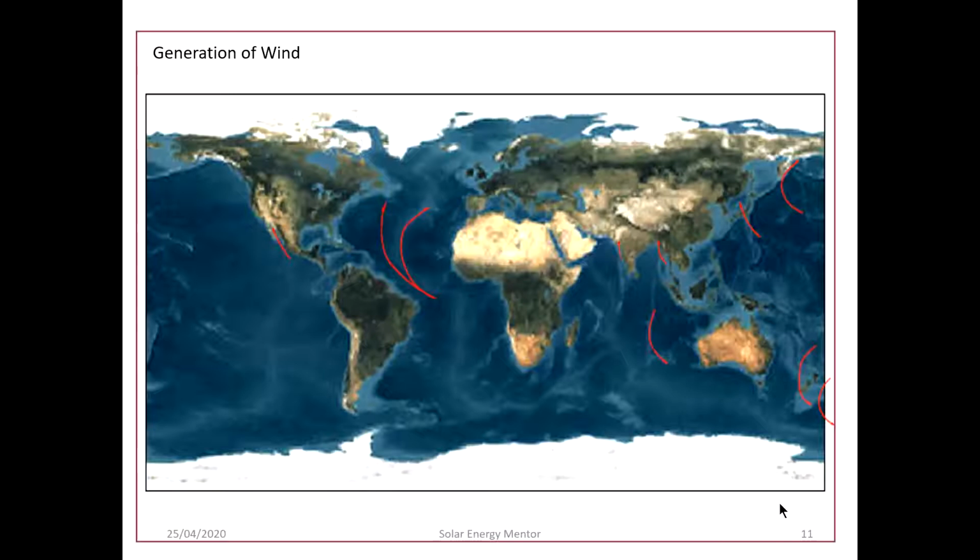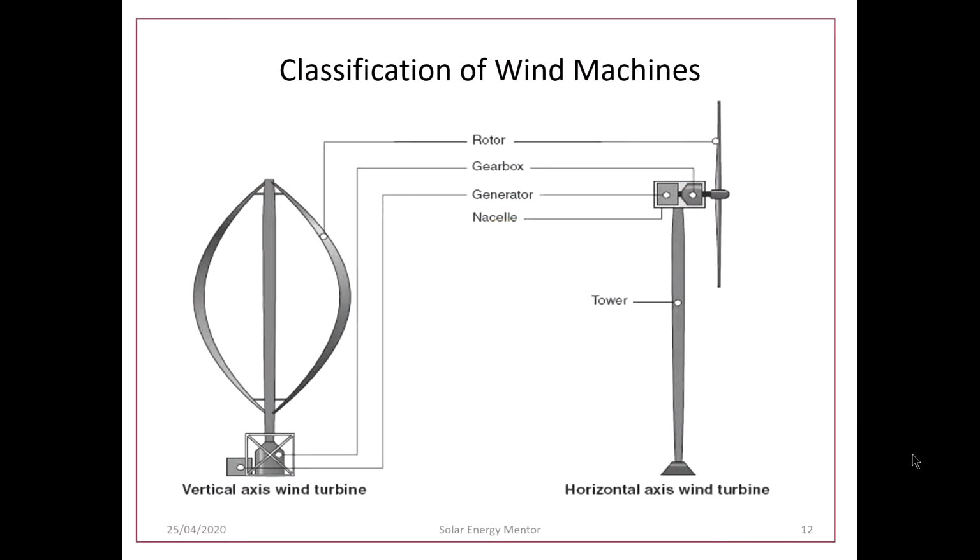Because of this absorption of solar energy and uneven heating, pressure differences in air are created, and these pressure differences are nothing but the wind. So the velocity of air, the kinetic energy of air, is made use of to run the blades, to turn the blades, which are called wind machines or wind turbines.